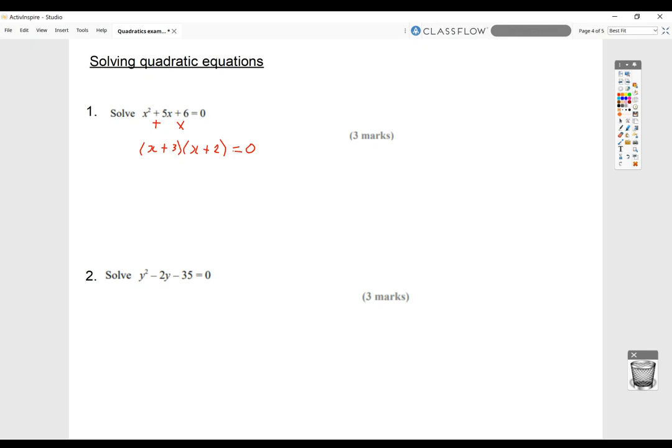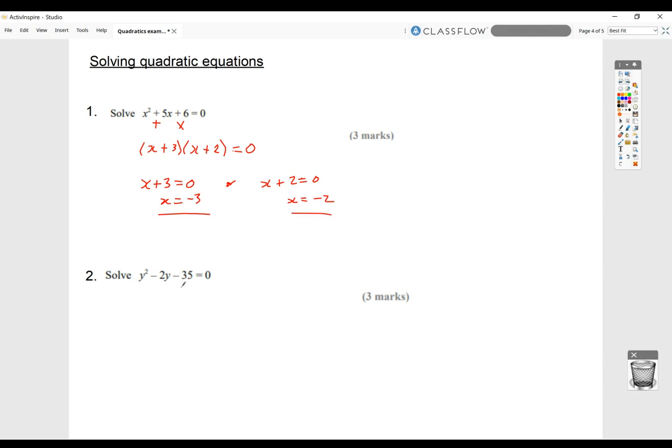Then what we do is we solve our two scenarios. Either x plus 3 is equal to 0, or x plus 2 is equal to 0. If we rearrange this, plus 3 becomes minus 3, and plus 2 becomes minus 2. And there are my two answers to my quadratic.